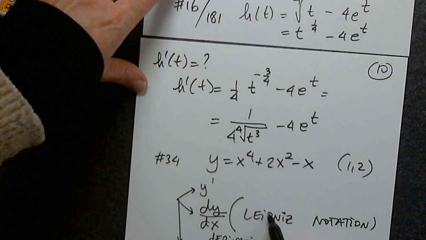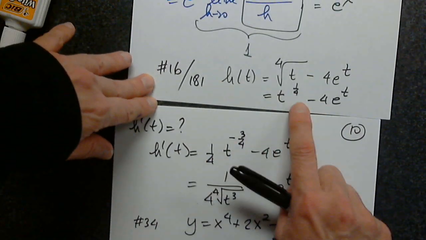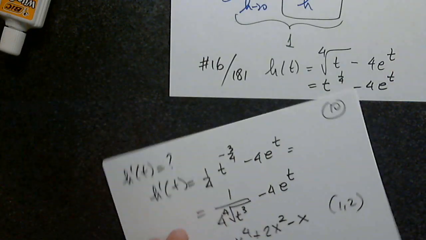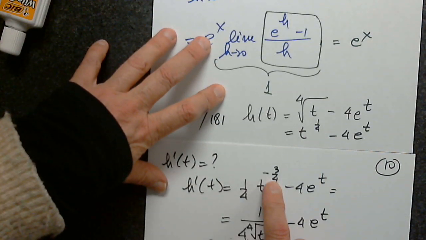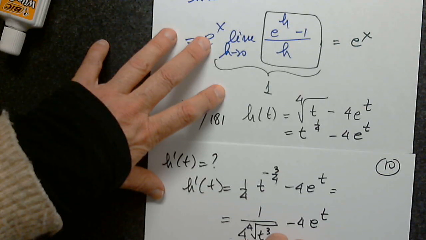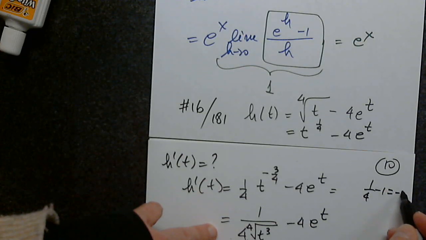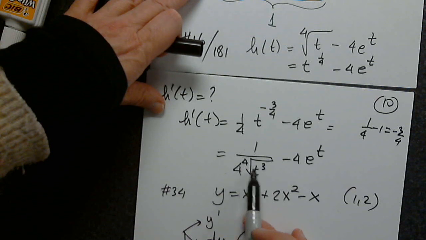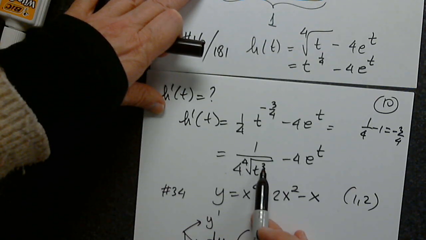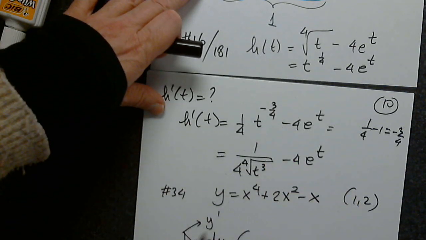So the derivative of t to the 1/4 is 1/4 t to the -3/4. I brought the power down and subtracted 1 from the power. That's the rule that we discussed a second ago. From 1/4 I subtract 1 to get -3/4. 1 over 4 minus 1 is -3/4. Then this goes to the denominator, it's the 4th root of t to the 3rd. The denominator is always the index, the numerator is always the power.